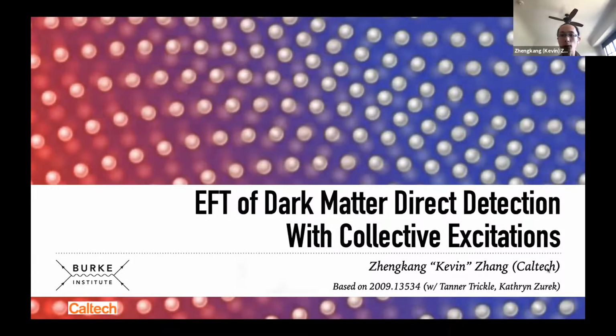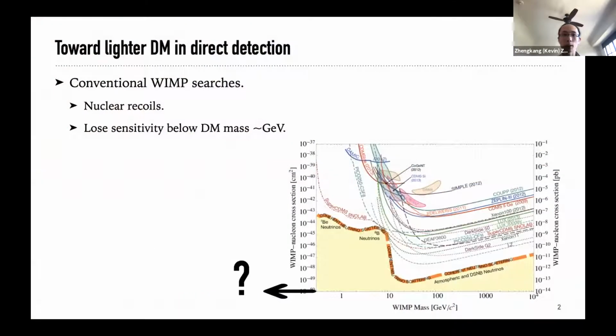To introduce the context for our EFT study, let me begin with a brief overview of dark matter direct detection, especially the efforts to get sensitivity to lower dark matter masses. As we all know, the conventional searches for dark matter are mostly motivated by weakly interacting massive particles, and these are based on nuclear recoils. And this is a plot that we have all seen many times.